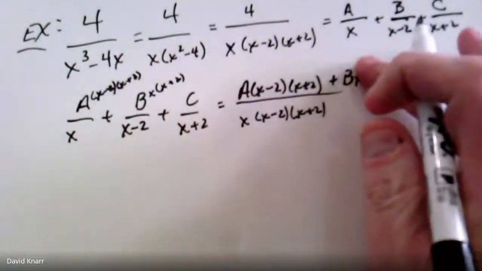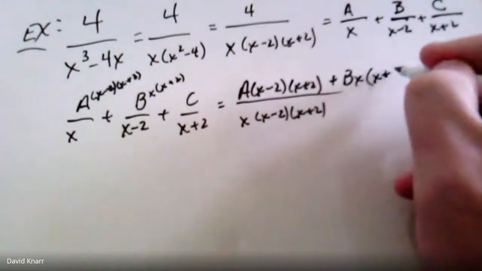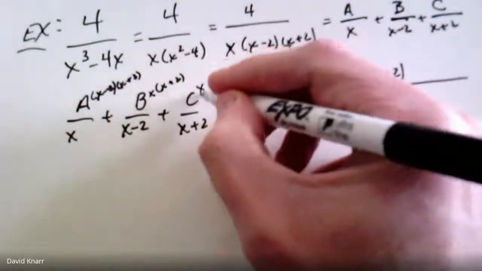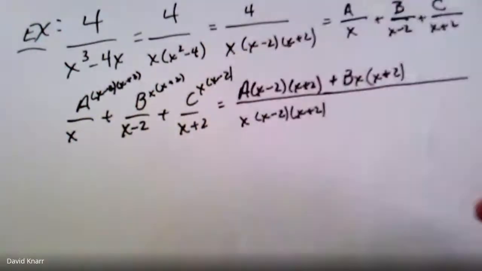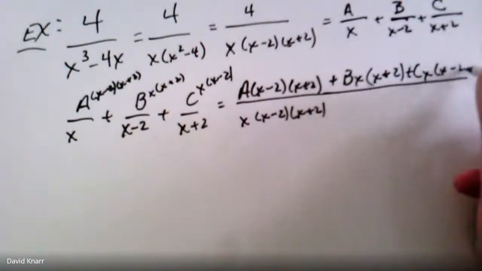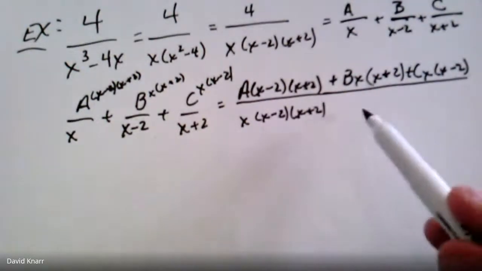I don't know if you can read that. So bx, x plus 2. And then the c needs an x and an x minus 2 to make the common denominator. c, x, x minus 2. Okay, all of that over that.